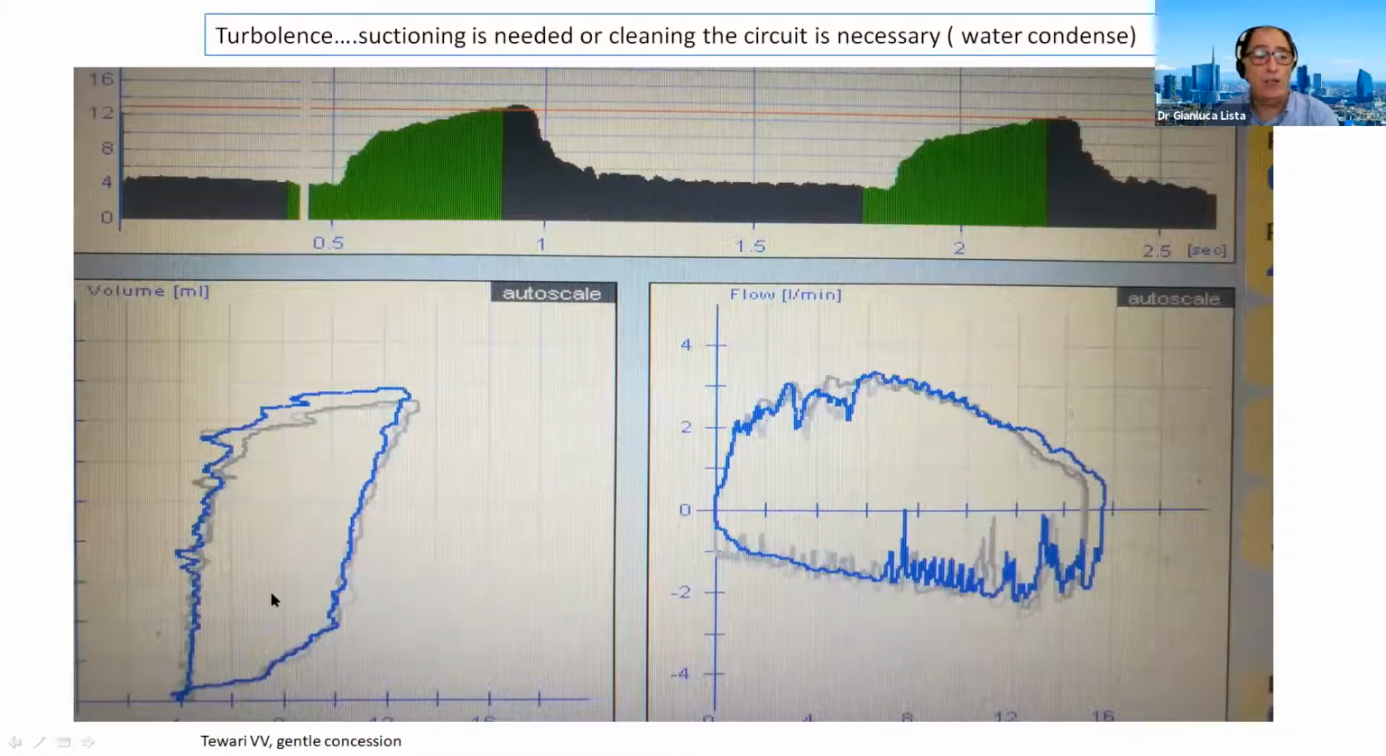This is a situation of turbulence in our circuit, both in inspiration and expiration. Probably this baby needs to be suctioned, or we have to clean the circuit because, for example, we can have the presence of water condensation in the circuit.